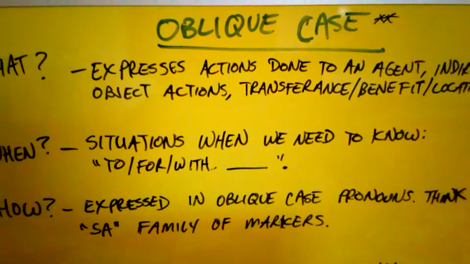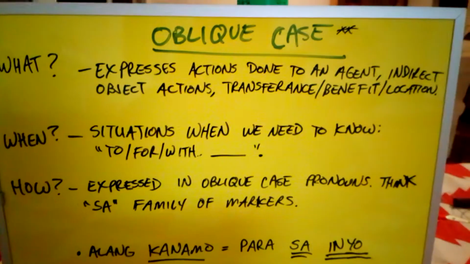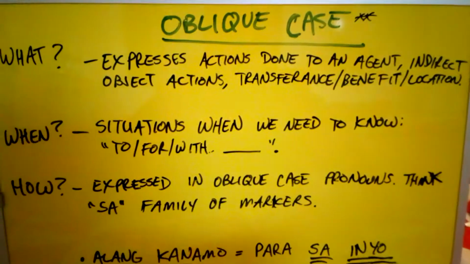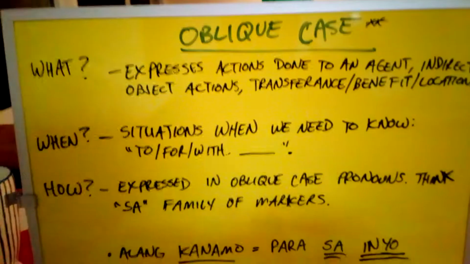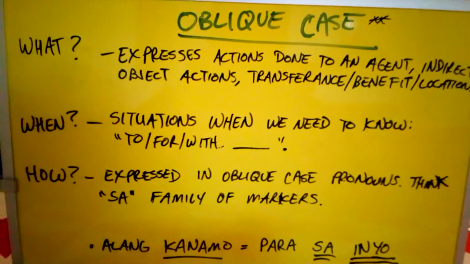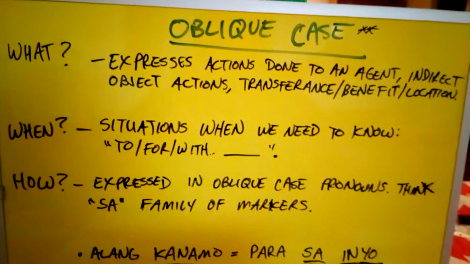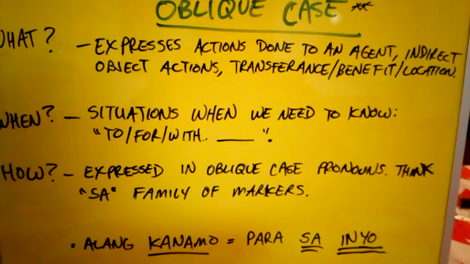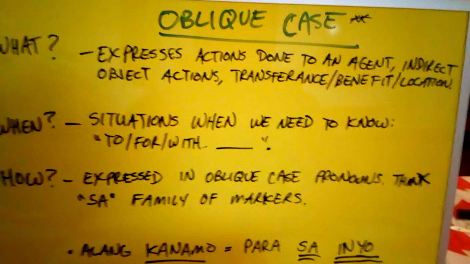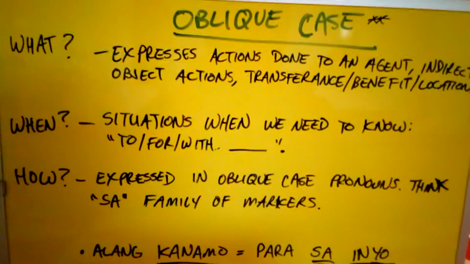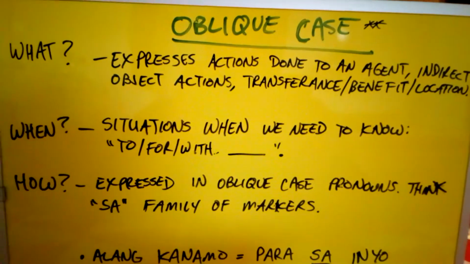Okay, so let's review the cases, the review of cases. And this one's going to be over the oblique case, right? This is probably going to be the last time I'll talk about the oblique case, but what is the oblique case? So what is it? It expresses actions done to an agent, right? Not necessarily actions themselves, but the things that are being done to the agent, right?